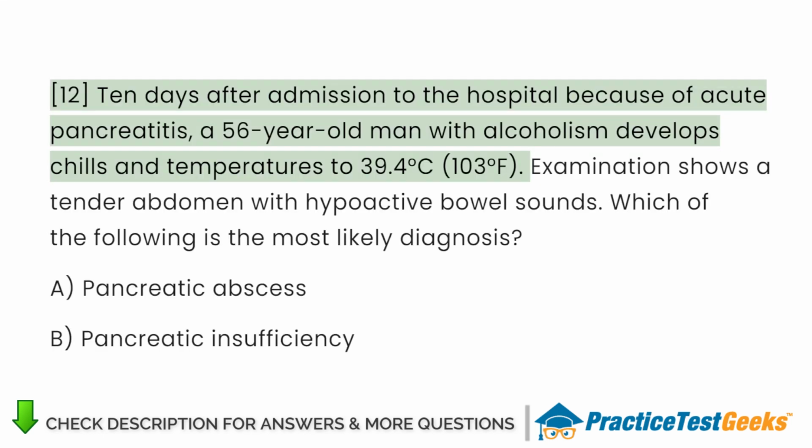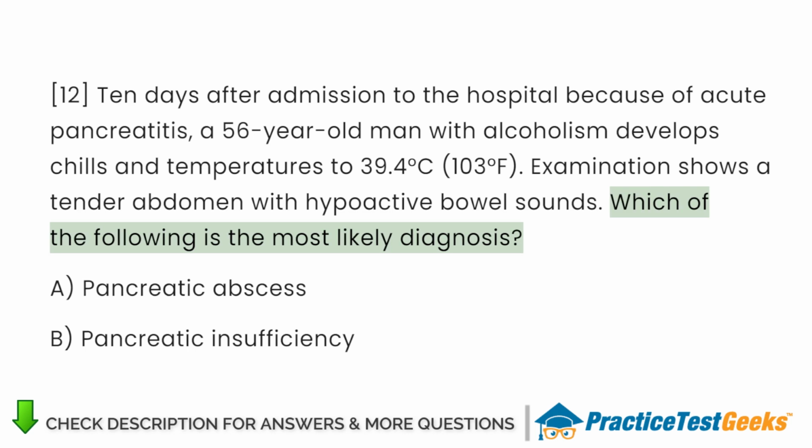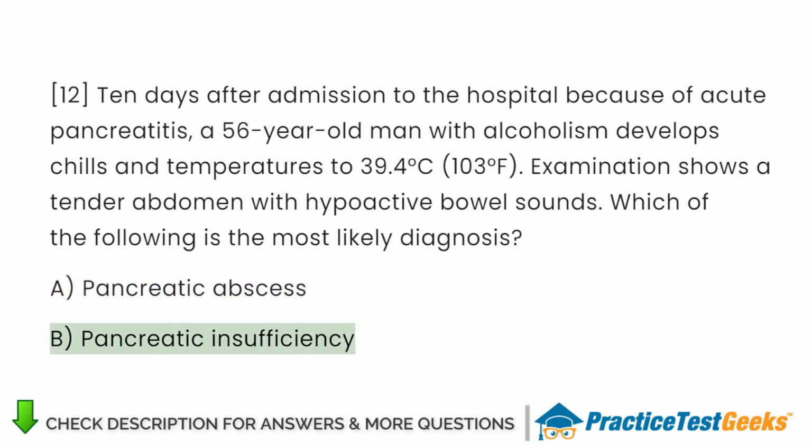Ten days after admission to the hospital because of acute pancreatitis, a 56-year-old man with alcoholism develops chills and temperatures to 39.4 degrees Celsius (103 degrees Fahrenheit). Examination shows a tender abdomen with hypoactive bowel sounds. Which of the following is the most likely diagnosis? A. Pancreatic abscess. B. Pancreatic insufficiency.